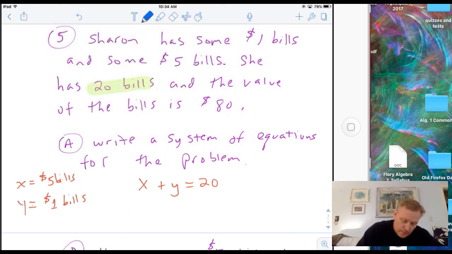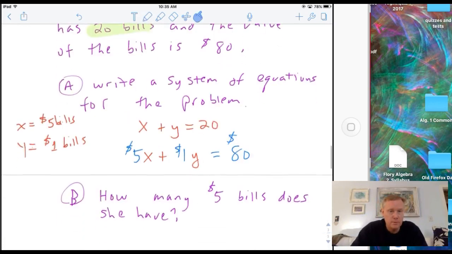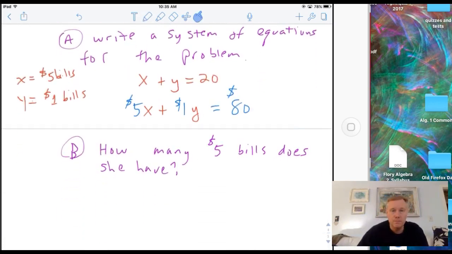$5 bills are worth $5, and $1 bills are worth $1, and they're going to total $80. Now, I don't know how many $5 bills there are, and I don't know how many $1 bills there are. So it's 5 times x plus 1 times y equals $80. Does that make sense? If I had 2 $5 bills, that would be $10. That's where you're getting that equation. Those are my two equations.